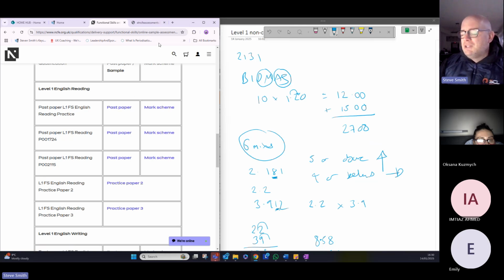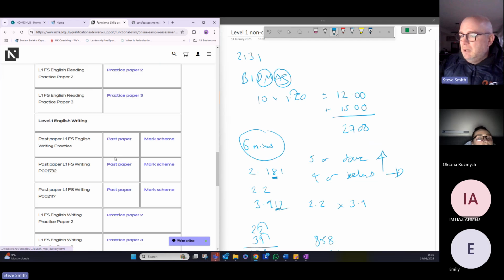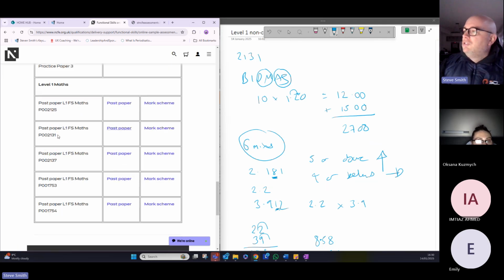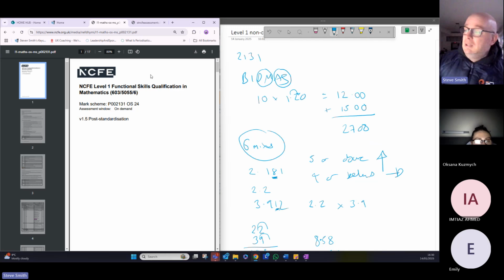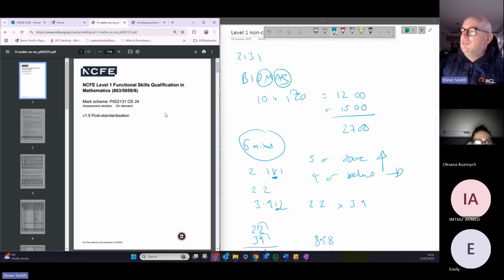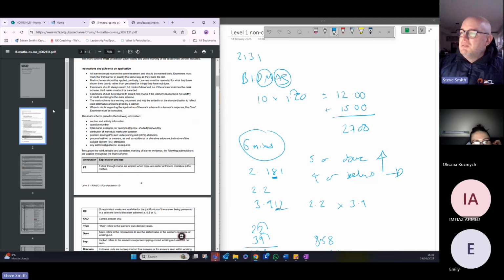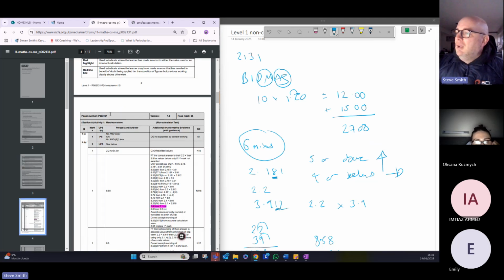There is another one, Past Functional Skills. It's a good website that has some NCFE papers on, so again, you're welcome to have a go at those. So let's have a look at the answers. Where are we at down here? Level 1 Maths 2031. Click on the mark scheme, and again, you've got access to this. It should have let us open it up in a full window. Oh, it's just a bit small.